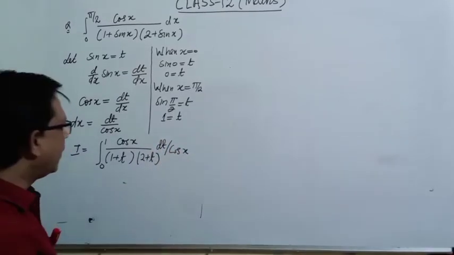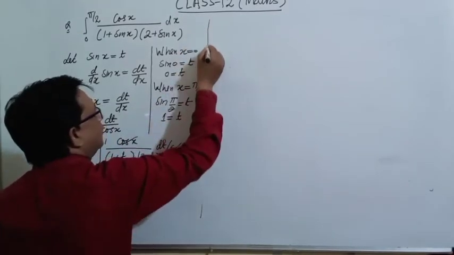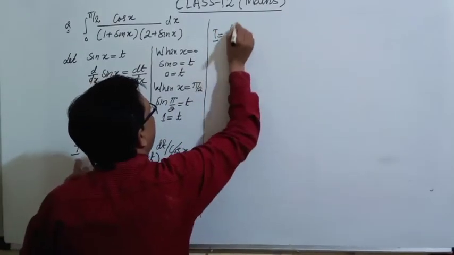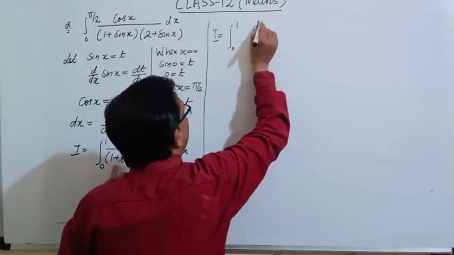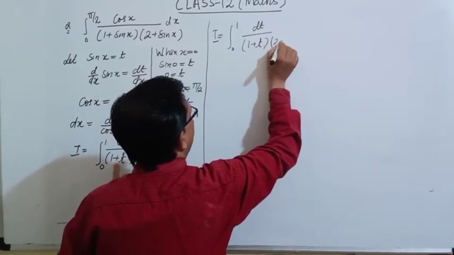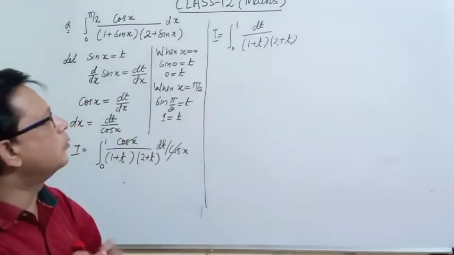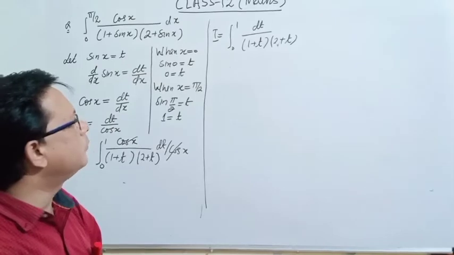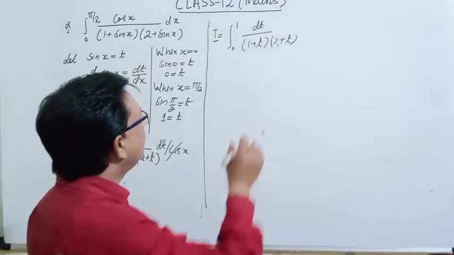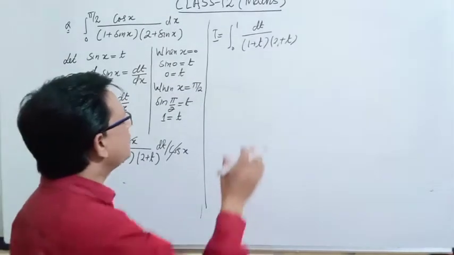Now students, we see that the cos x and cos x are cancelled out. Now in our new step we write I is equal to 0 to 1 dt upon (1 plus t) and (2 plus t). We already solved this type of question. We also gave this type of question to a few students for a test. It means we use a difference method. We use a difference method.